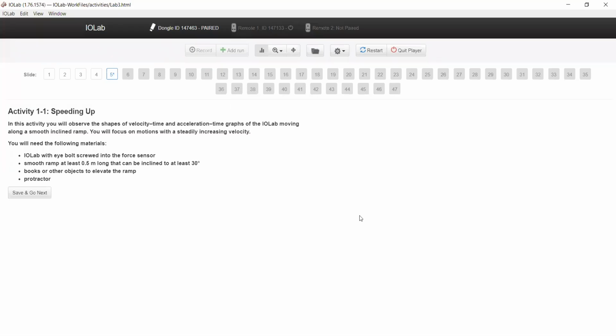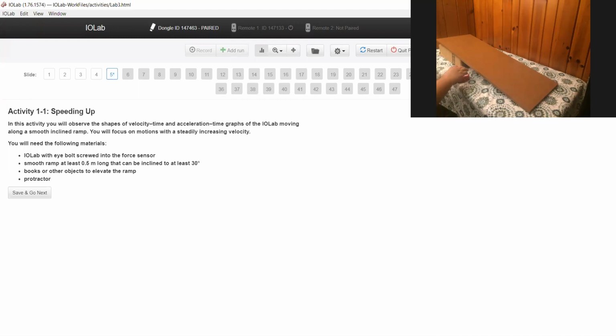After that, they have told us what we need for the experiment. Obviously, we need our IOLab with the force sensor in, and a smooth ramp at least 0.5 meter long. I use this board, inclined at least 30 degrees. You may measure the angle here.